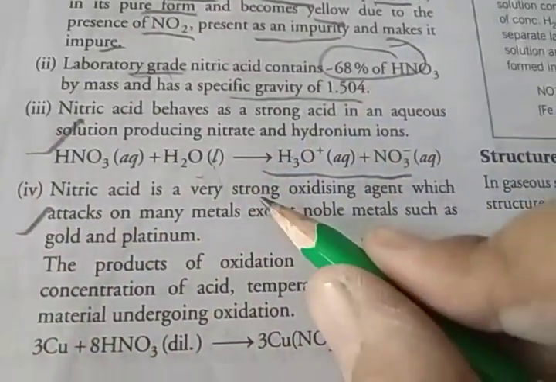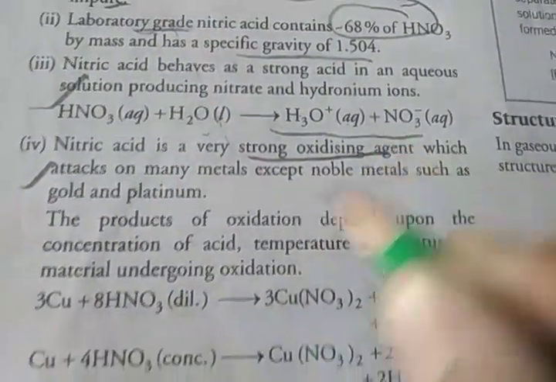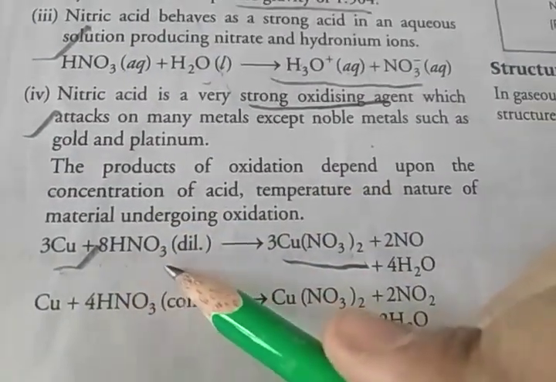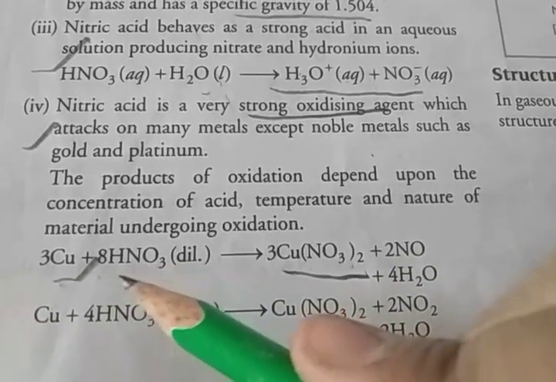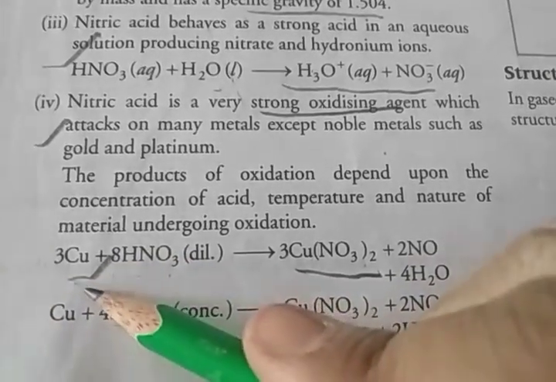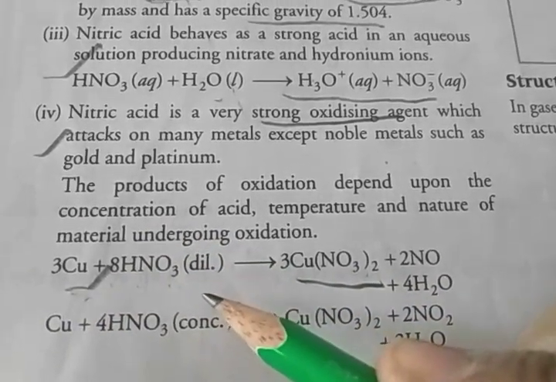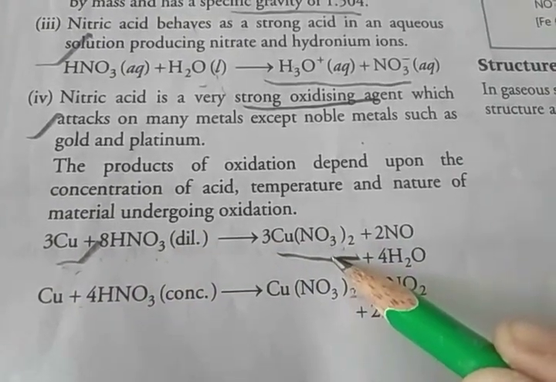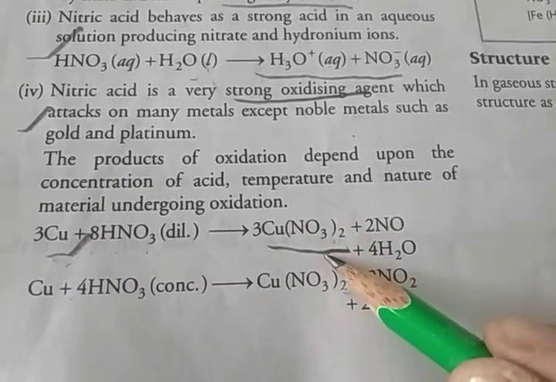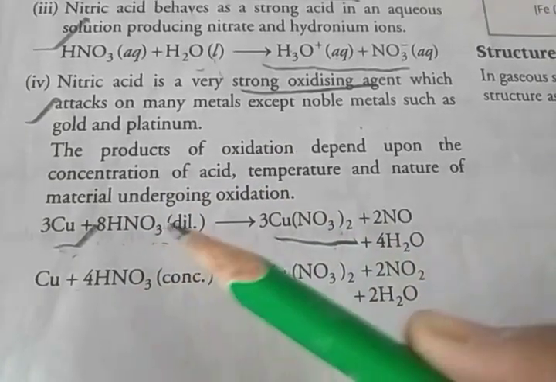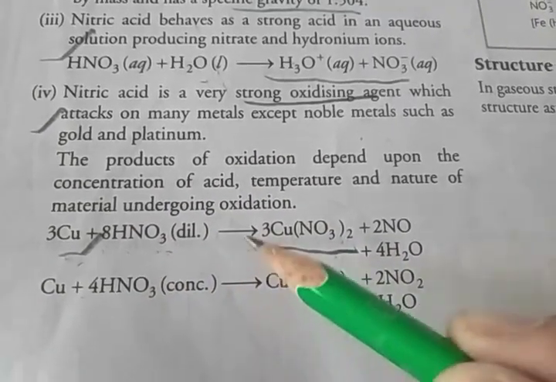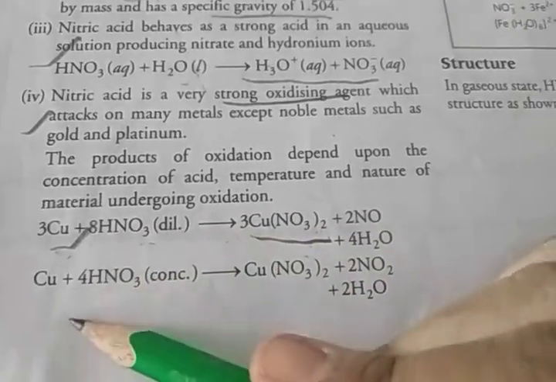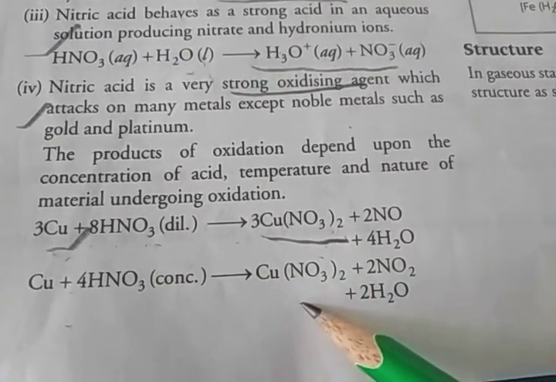Then fourth, nitric acid is a very strong oxidizing agent and it reacts with copper, so it forms copper nitrate, like copper reacting with HNO3. Because it is a strong oxidizing agent, it attacks many metals, with the exception of noble metals like gold and platinum. So nitric acid reacts with copper, forming copper nitrate. The product of the oxidation depends on the concentration of the acid, temperature and nature of the material. Here you see, 8 HNO3 are used, so 3 molecules of copper nitrate are formed. Here a single copper is used, so a single copper nitrate is formed.